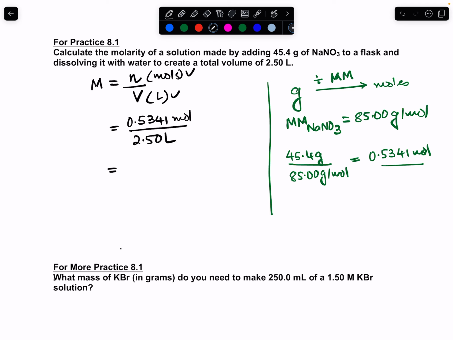We divide both of them, and you get 0.2136 molar. Now you're going to correct for significant figures. We're given three significant figures in the problem, so we're going to round that to 0.214 molar. The key thing to remember is molar can be expressed as a capital M, or it can be written as moles over liter, mol over capital L. Same thing.